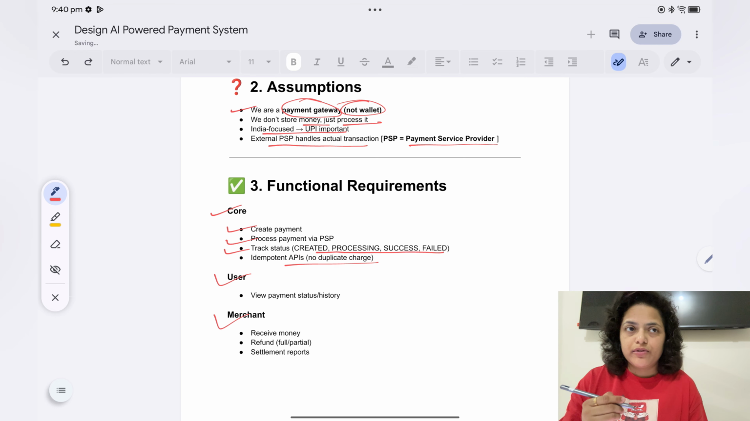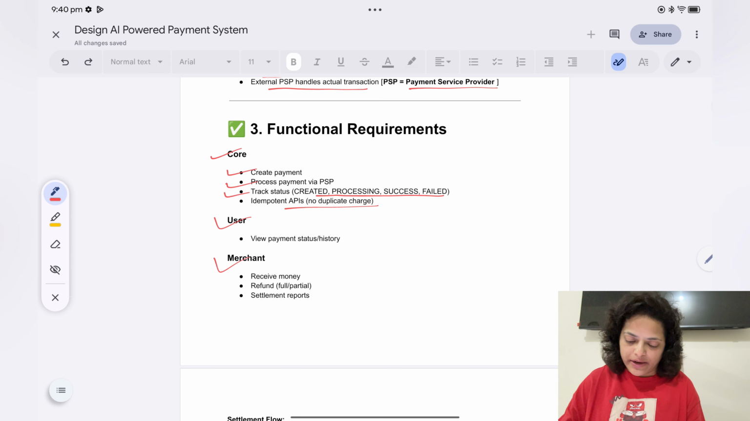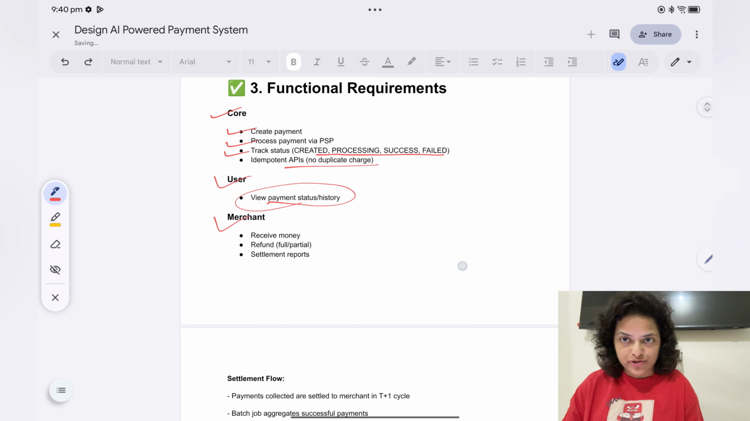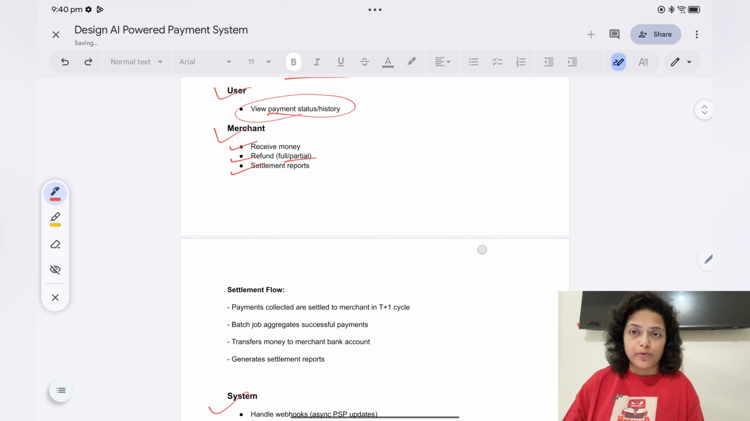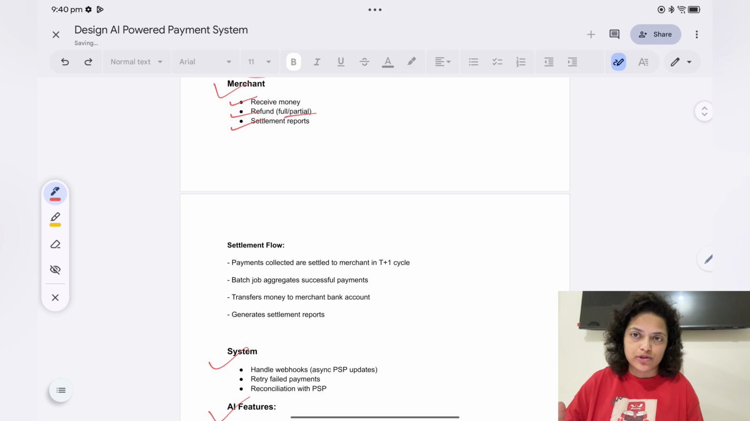It means if a user is doing a transaction, it should not happen twice, or if they do the transaction twice, the result will be the same. So no extra or duplicate charge. How we can achieve that, we will see later in this document. Now the user should view their payment status or history, and the merchant should receive the money and also refunds. It should support full or partial refunds, and at the end it should generate settlement reports.